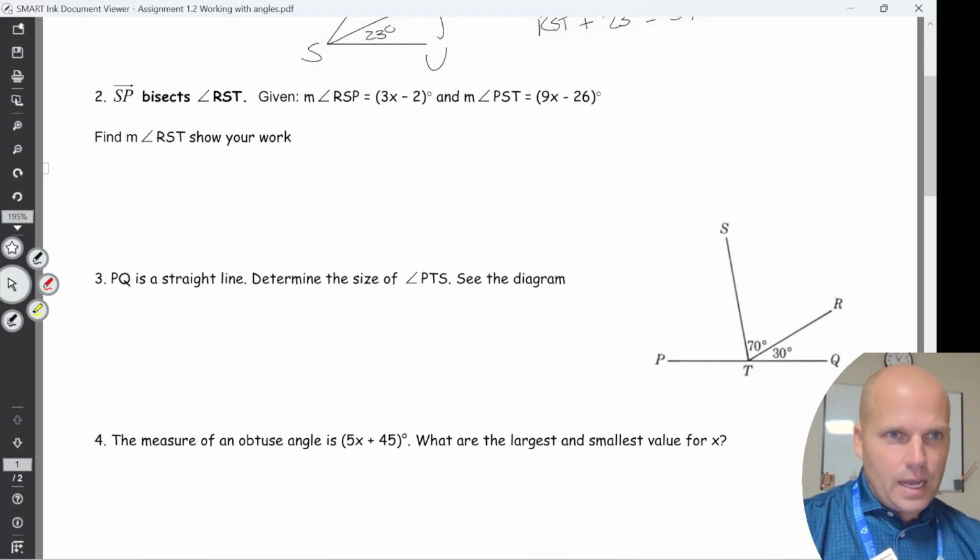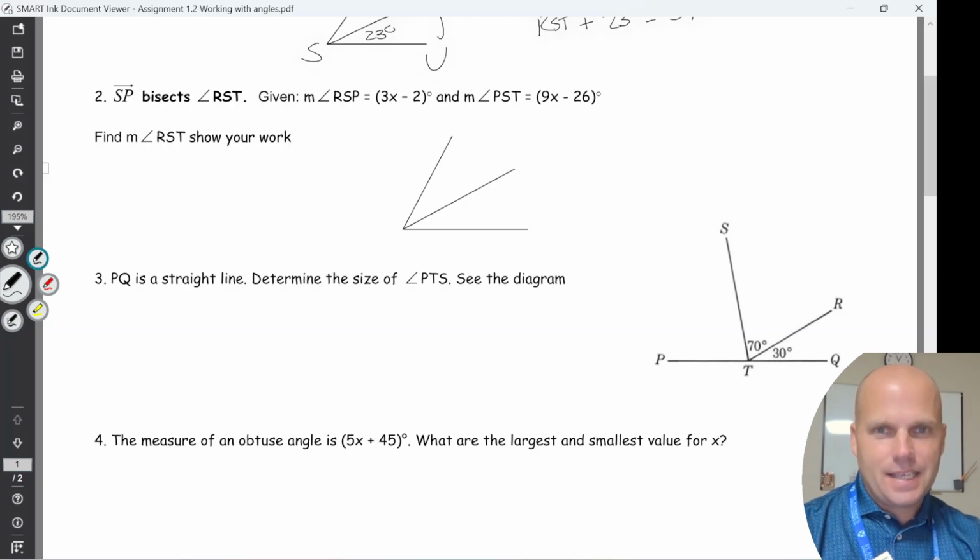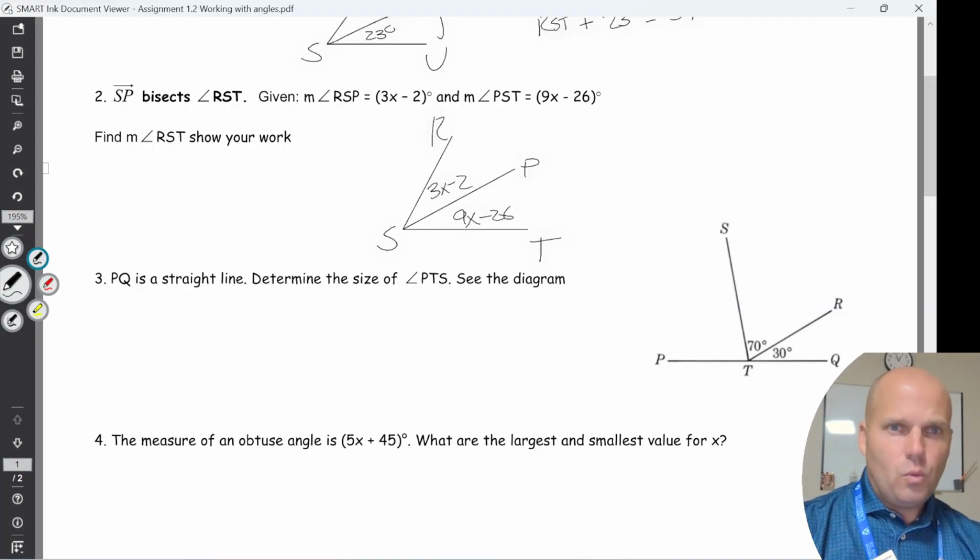This is the symbol for ray. This is question number two. Ray SP bisects angle RST. Given RSP is 3x minus 2 degrees and PST is 9x minus 26 degrees, what is RST?